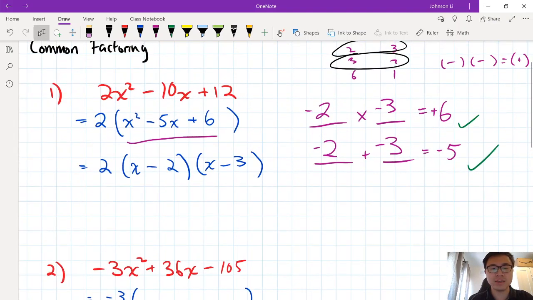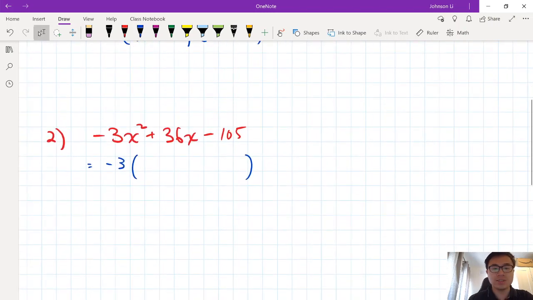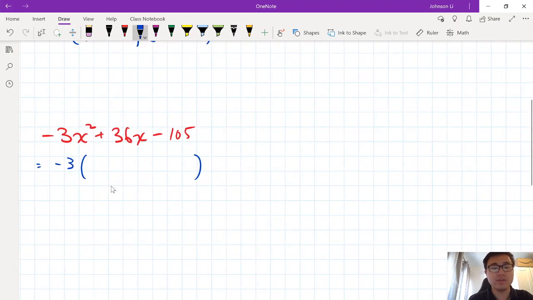Because if you look here, my 2 didn't disappear. It's still right next to it. So what's -3x squared divided by -3? That's just a singular x squared. 36 divided by -3, that would be -12x.